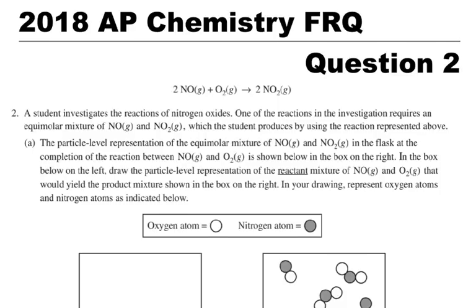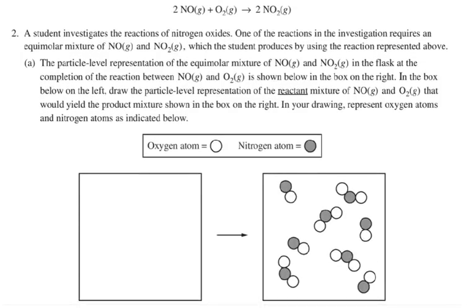Sometimes students get a little bit confused because they think one part really relates to the other, and sometimes they do, and this time they don't. They're really separate little questions. A student investigates the reactions of nitrogen oxides. One of the reactions in the investigation requires an equimolar mixture of NO and NO2.